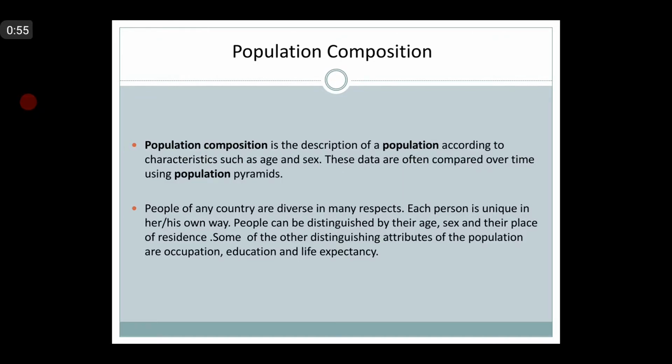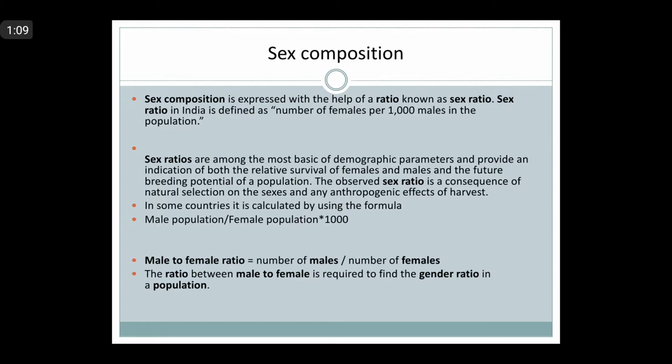Now, people of any country are diverse in many respects. People can be distinguished by their age, sex, occupation, education, life expectancy, and place of residence. Right? And we have also discussed sex composition, that the ratio between the number of women and men in the population is called the sex ratio.